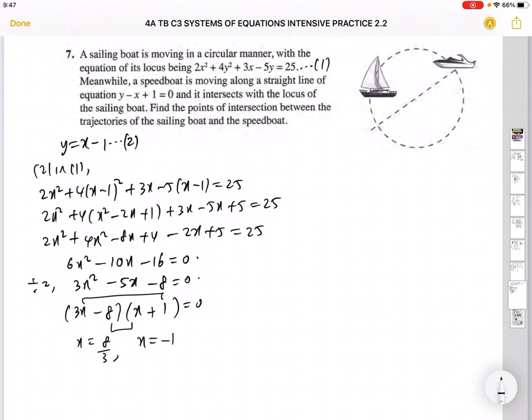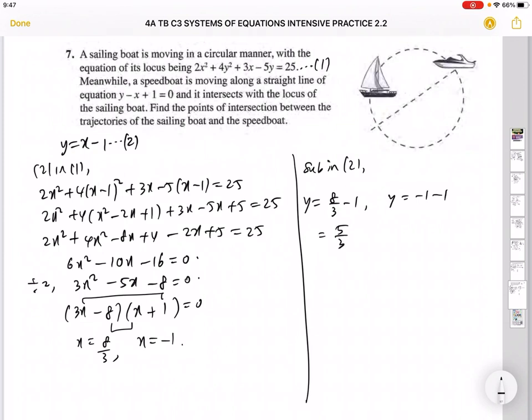So I just have to find my y. I sub inside equation number 2. My y is 8 over 3 minus 1, or minus 1 minus 1. So I get 5 over 3, negative 2. Okay, write down the coordinate. Your coordinate is x followed by y: 8 over 3, 5 over 3, and negative 1, negative 2. Alright, that's all for this practice.